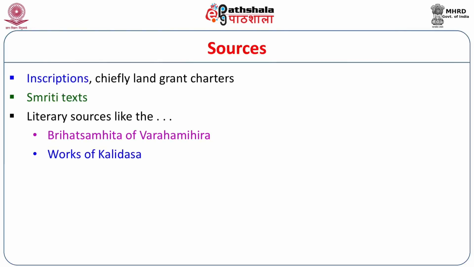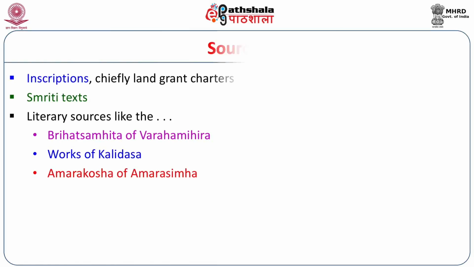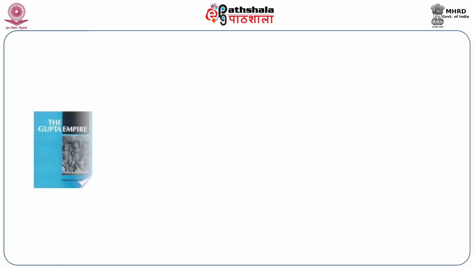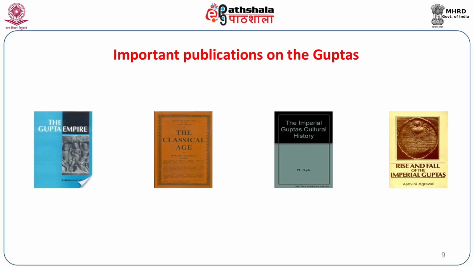Then there are works of Kalidasa, as all of us know that Kalidasa was a very famous poet of the Gupta period, and his different compositions like Abhijnana Shakuntalam and Raghuvamsham, most of them contain much data regarding the history of the Guptas. And there is also an encyclopedia, Amara Kosha of Amara Singha. Kosha actually means encyclopedia. So, Amara Kosha is an encyclopedia which contains some words related to the economy of the Gupta period.